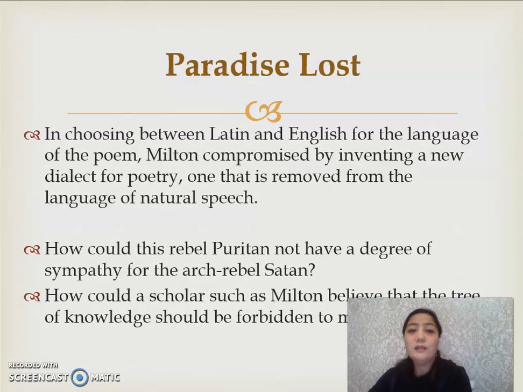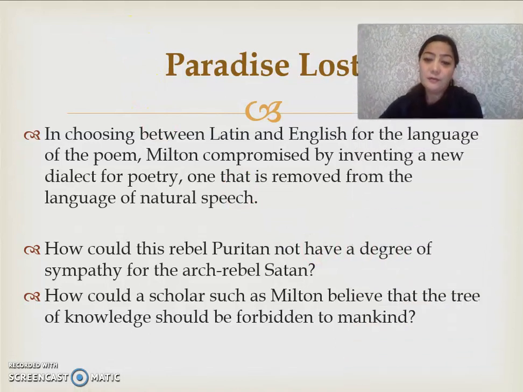In choosing between Latin and English for the language of the poem, Milton compromised by inventing a new dialect for poetry, one that is removed from the language of natural speech. How could this rebel Puritan not have a degree of sympathy for Satan? How could a scholar such as Milton believe that the tree of knowledge should be forbidden to mankind?